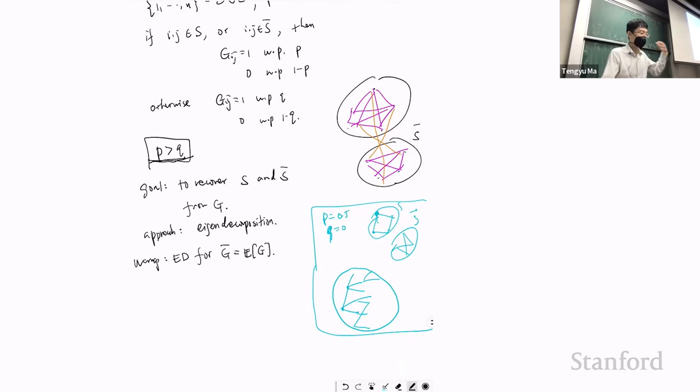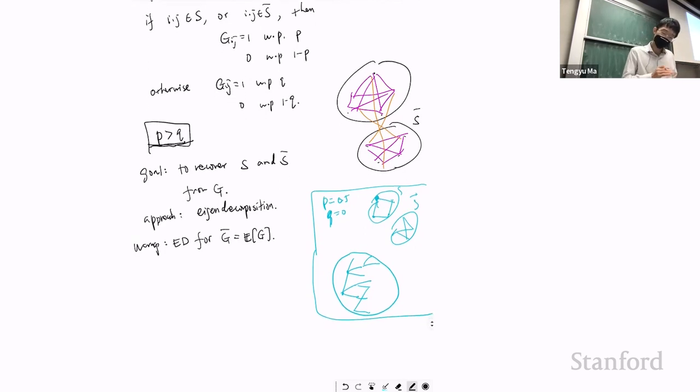So what is G bar? G bar is the expectation of G. You just take the expectation of Gij. Clearly you don't have access to G bar, but for starters, let's look at this expected version. What is G bar ij? This is going to be equal to P if i and j are from the same class, from the same community, and equal to Q otherwise.